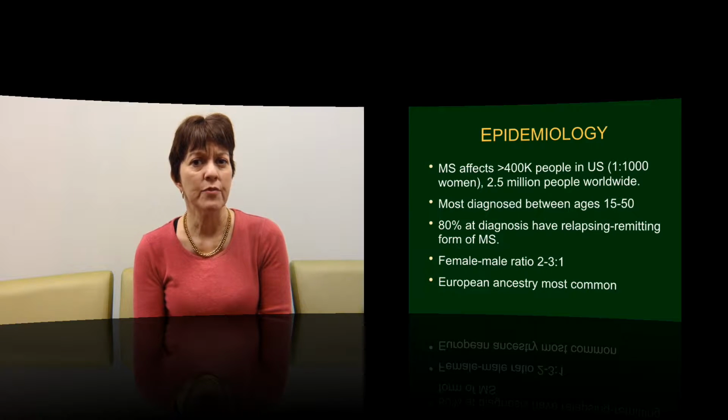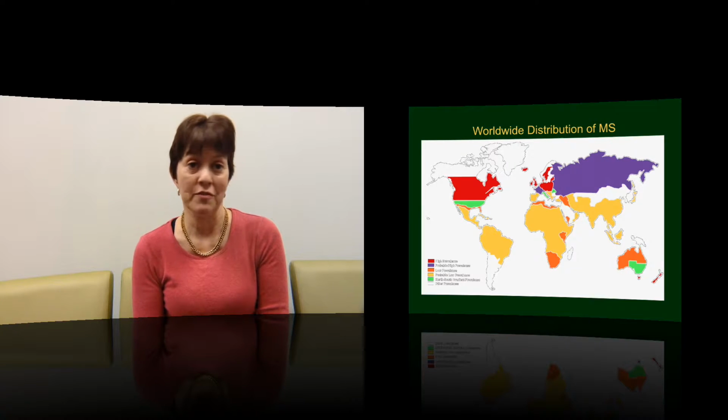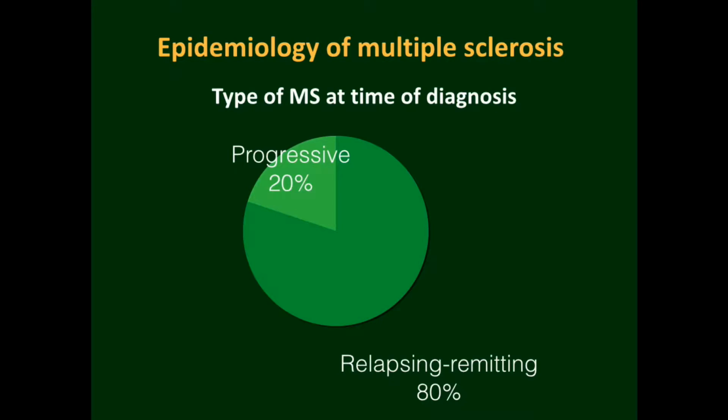Most at diagnosis have a relapsing remitting form of MS, and most are female, but not all, and European ancestry is the most common, but as you'll see from the next slide, the worldwide distribution of MS involves every country in the world, and MS affects people from every walk of life. At the time of diagnosis, approximately 80% of people have a relapsing remitting form of MS, and the other 20% have a form of progressive MS.